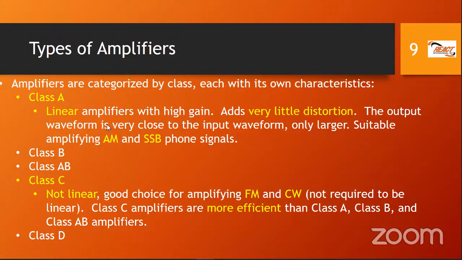As we saw before, the Class A amplifier is good for AM and SSB phone signals. The Class C amplifier is suitable for FM and CW signals. And we note here that Class C amplifiers are more efficient than all the other classes of amplifiers that we have listed before, which is A, B, and AB. Okay, so this point here you need to know for your exam: Class C is not linear, it's used for FM and CW, and it's more efficient than the other classes.